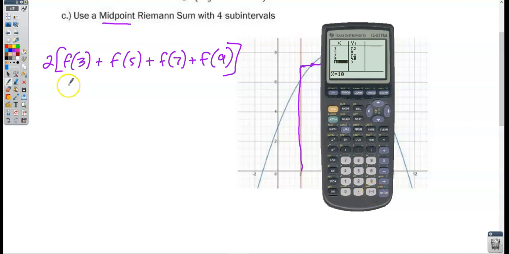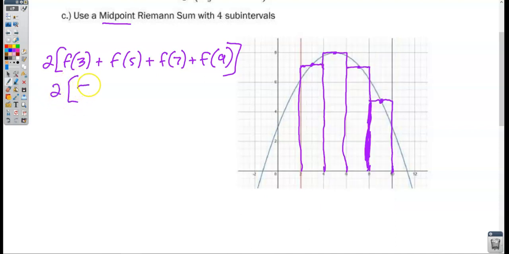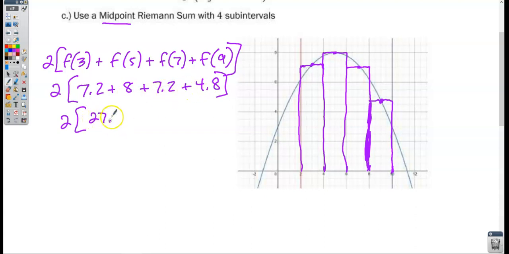And I get 7.2, 8, 7.2, and 4.8. So that's 15.2, 22.4, 27.2. And we end up with the approximation being 54.4.